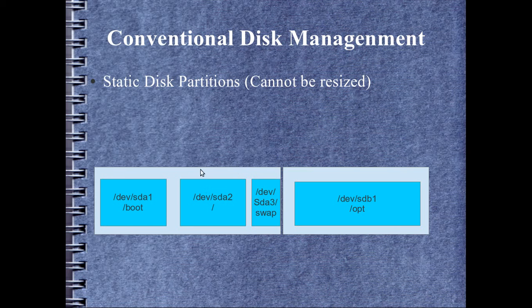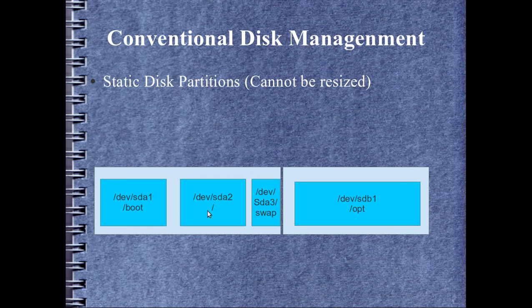For example, this is your first disk, this is your second SCSI disk. So this is going to be your SDA, this is SDB. We created three partitions on it: /dev/sda1, /dev/sda2, /dev/sda3 of different types. This is ext3, ext3, and swap partition. We created one partition on /dev/sdb, which is /dev/sdb1, which was mounted under /opt.